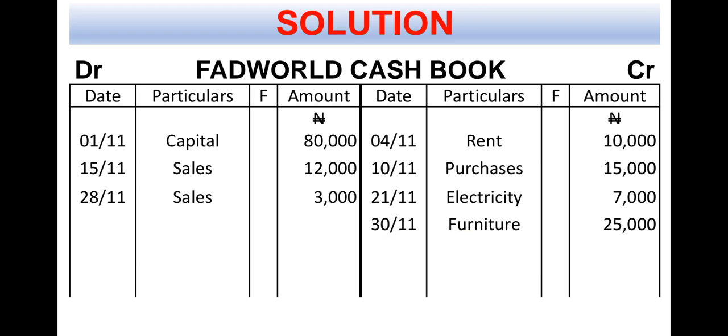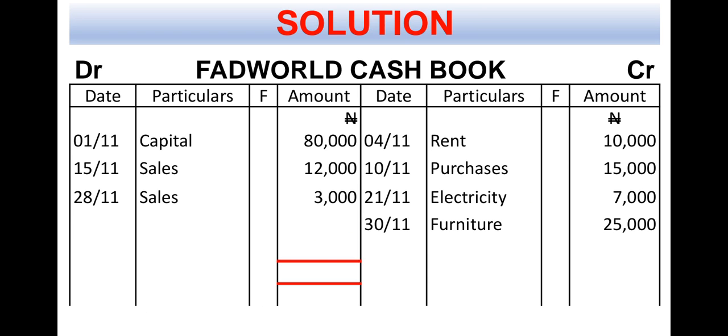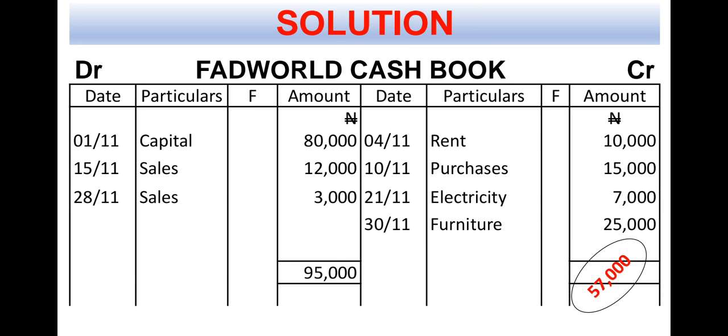So the next thing is to close the account. The debit side will close the amount column. The credit side will also close the amount column. So the next thing is to add the entries together. So the total amount of cash received for the month of November will be 80,000 naira plus 12,000 naira plus 3,000 naira. So that will give us 95,000 naira. If we go to the credit side and add all the entries together, 10,000 naira plus 15,000 naira plus 7,000 naira plus 25,000 naira, that will give us 57,000 naira.